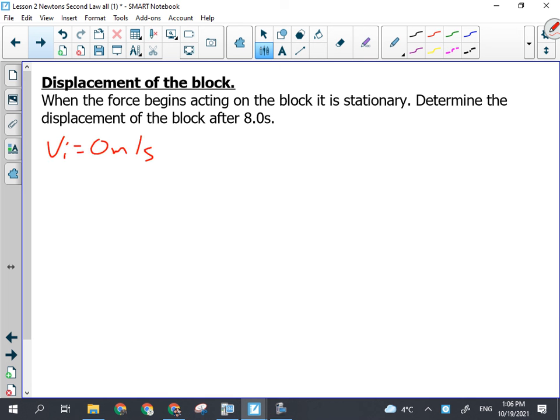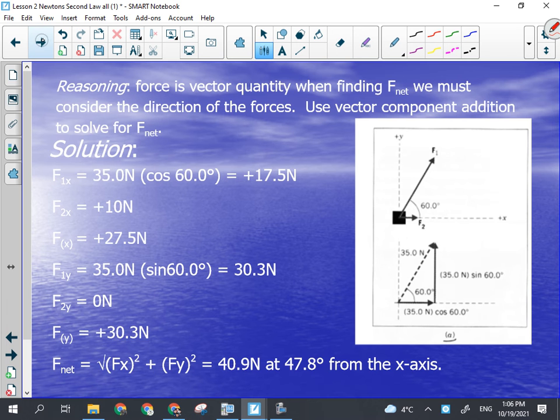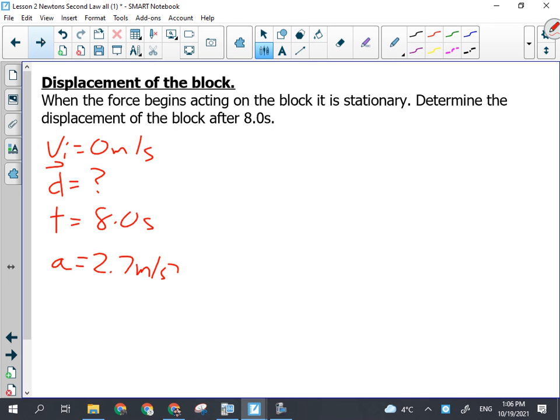Okay, determine the displacement of the block after 8 seconds. Well, here's the other thing I have to remember. I calculated the acceleration in the last question. It was 2.7 meters per second squared at 48 degrees above the x-axis. Okay, so that's the stuff I have. Can I calculate d? I sure can.